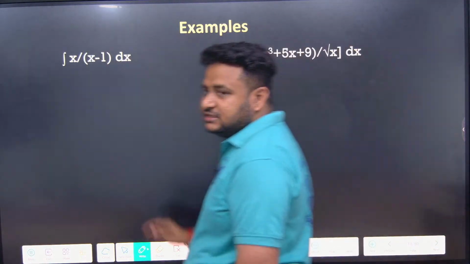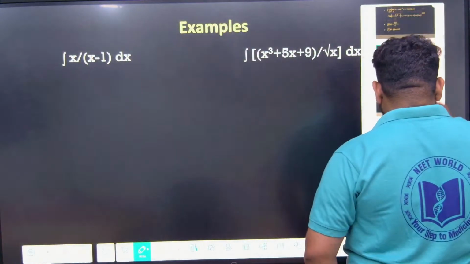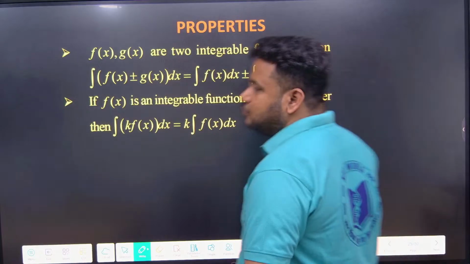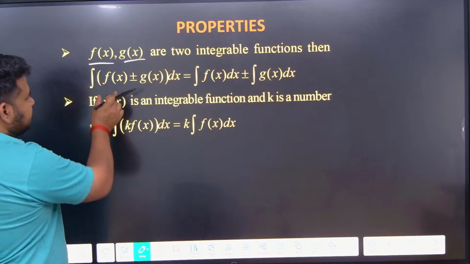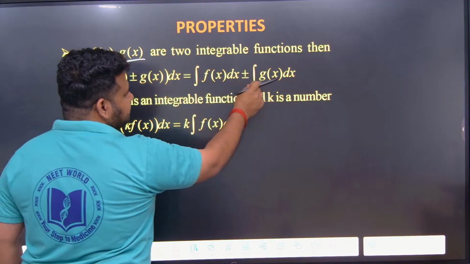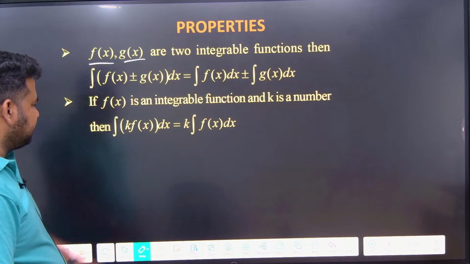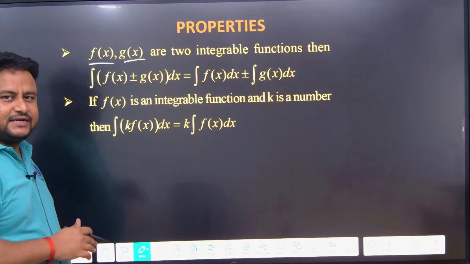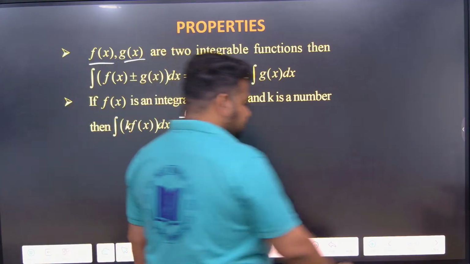Examples of how to solve problems by using our important results. But before going to that, let us see some methods, some properties. Suppose f of x and g of x are two integrable functions, then integration of f of x plus or minus g of x can be written as integration of f of x dx plus or minus integration of g of x dx. Same as differentiation. If f of x is an integrable function and k is a number, that means a scalar, this scalar will come out, be it differentiation, integration or limits. This k will come out.